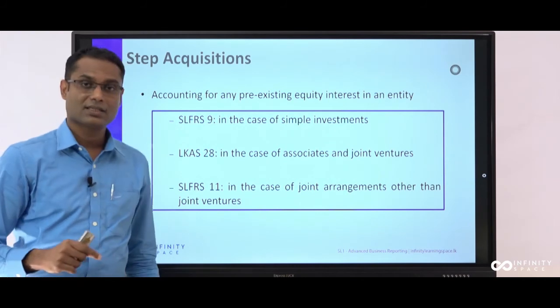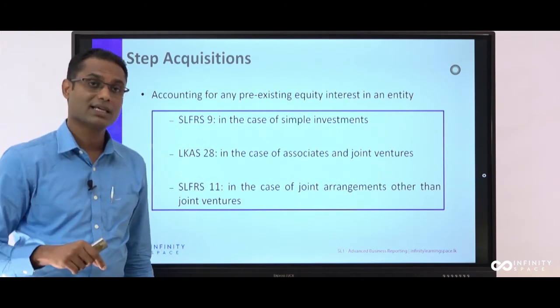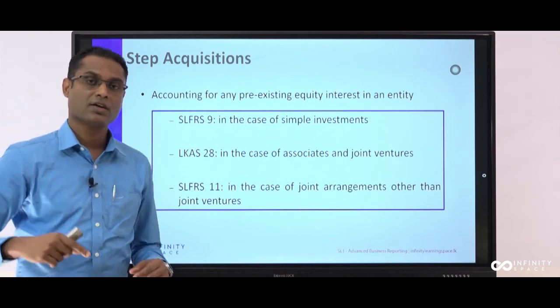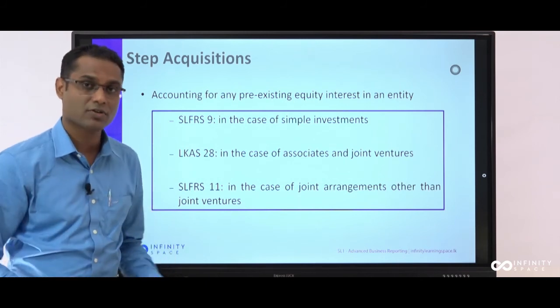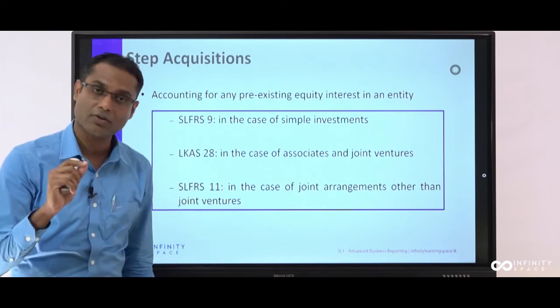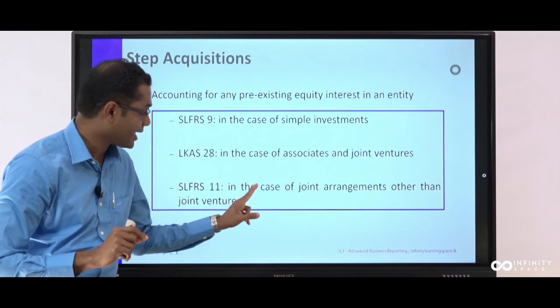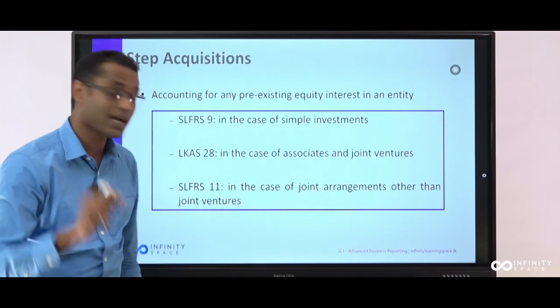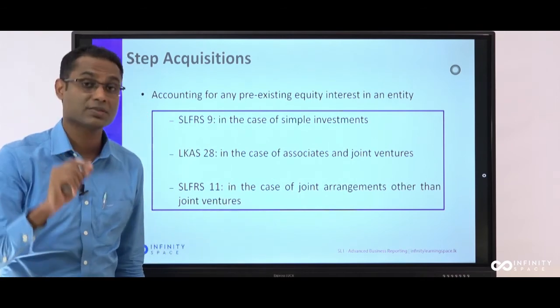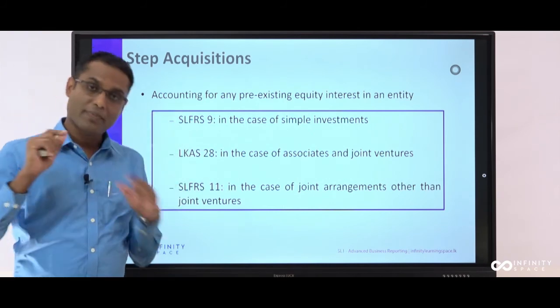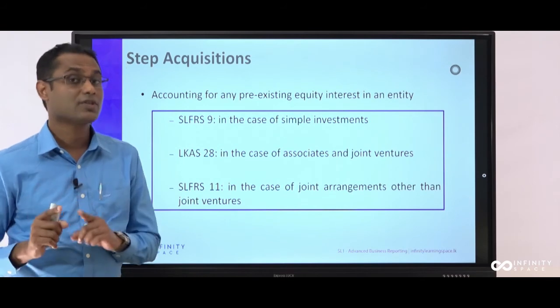Or else, if the previously held interest is a joint operation, meaning you don't have a separate entity, it's an operation only, it has to be accounted under what? SLFRS 11. So SLFRS 11 in the case of a joint arrangement other than a joint venture. Joint arrangement other than a joint venture means what? Joint operation. So you apply the relevant standard before you achieve the control.